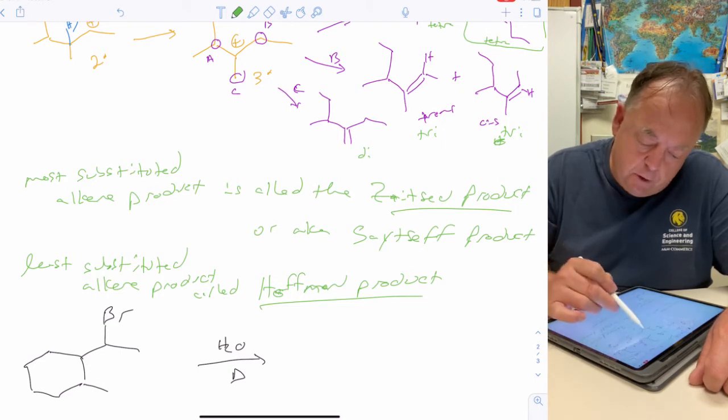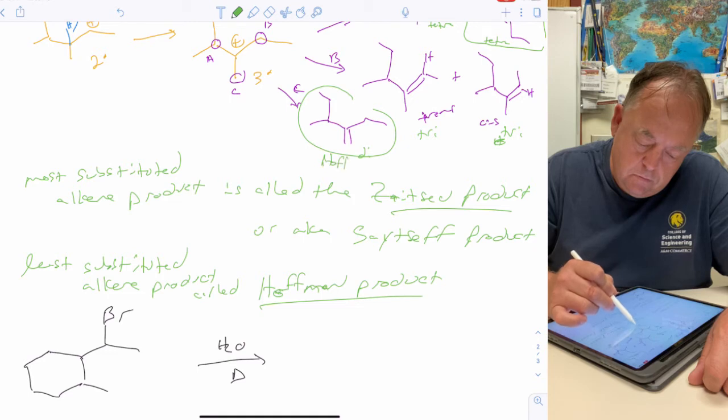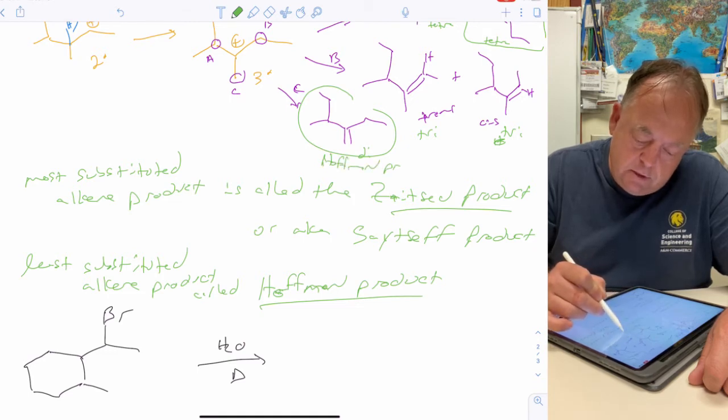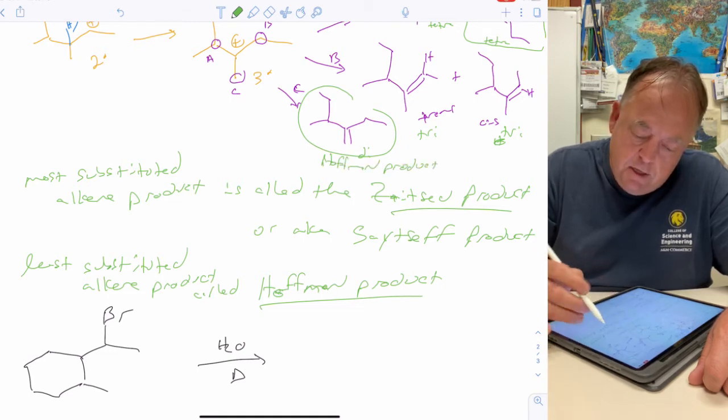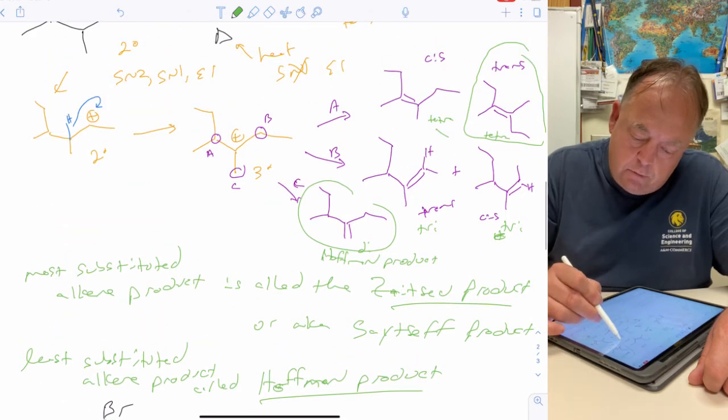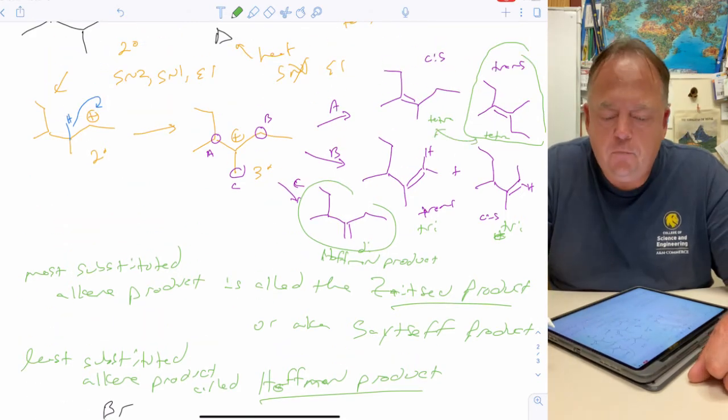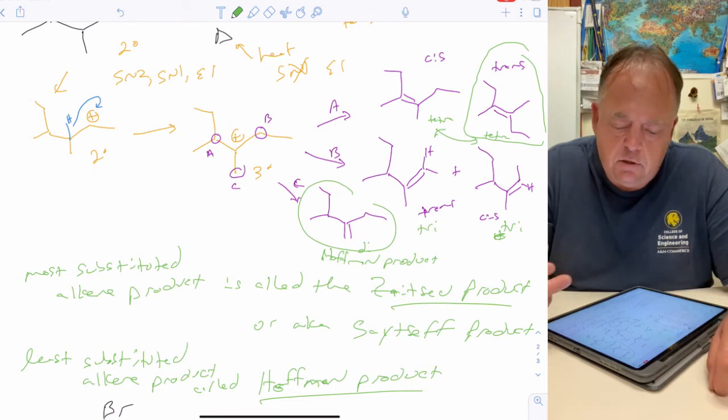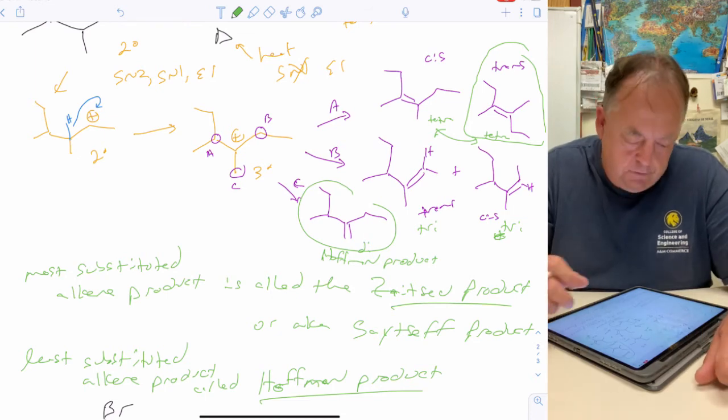So the Hoffman product would be this one, because it's the least substituted, and then these two are both tetrasubstituted, so they would be Zaitsev products, but the trans is more stable than cis, so that would be the major product for this reaction.